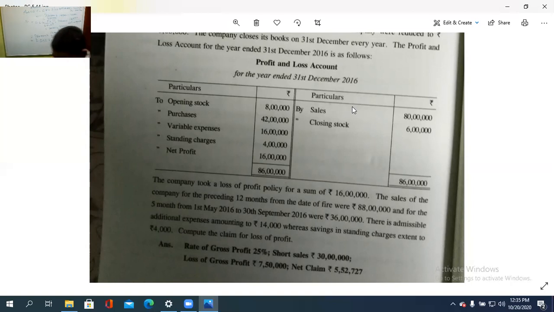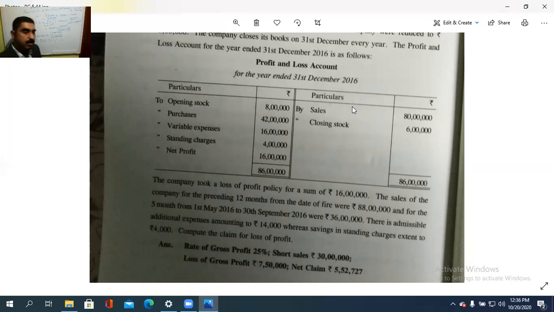So firstly we need to calculate the rate of gross profit, then the short sale. After that we need to calculate the loss of gross profit on short sale. How much is the loss of gross profit on short sale? That we need to calculate. After that, admissible expenses are there, and insured standing charges saving amount is there. So we need to apply that before calculating the amount of gross claim.